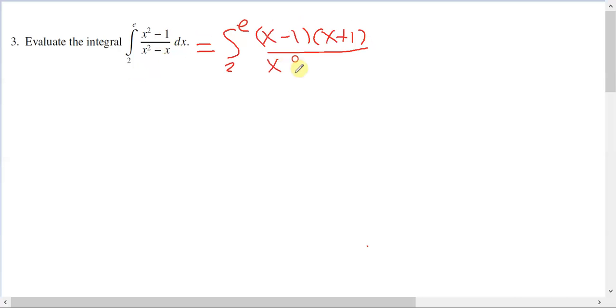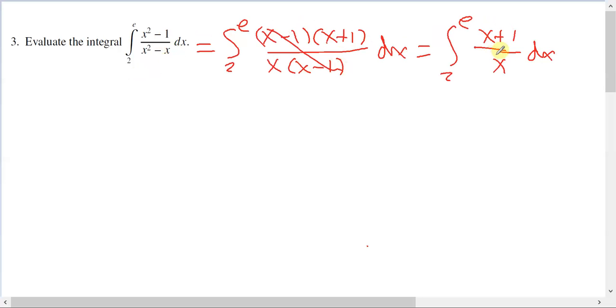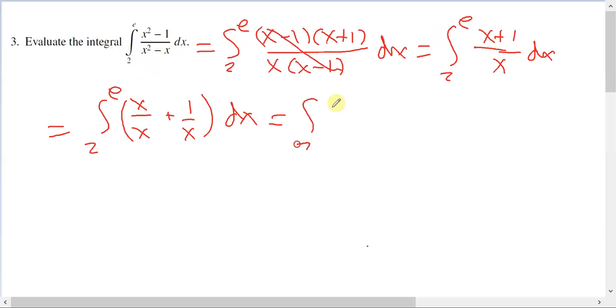The denominator, you can factor out an x, and I can get the x minus 1s to cancel, so I've got 2 to e x plus 1 over x. That's not in our list, but I can split that up. 2 to e x over x plus 1 over x, and that's 2 to e 1 plus 1 over x.